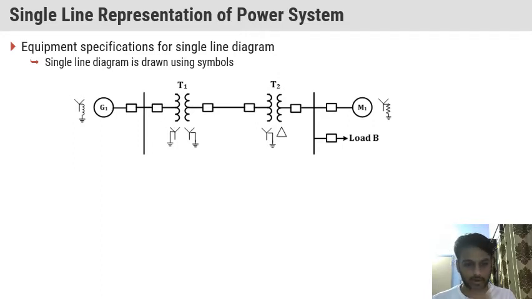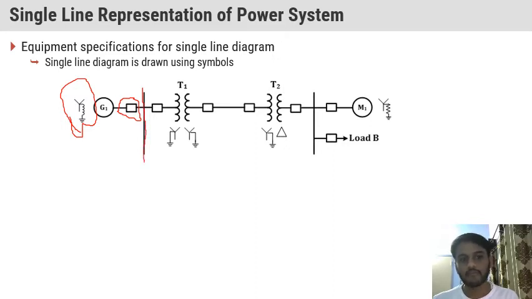At the start, you can see one generator, and near the generator you see one connection. Let me take a pen. This is the connection of that generator, G1. Then we have one block. This block represents the circuit breaker, and this line represents your bus bar.